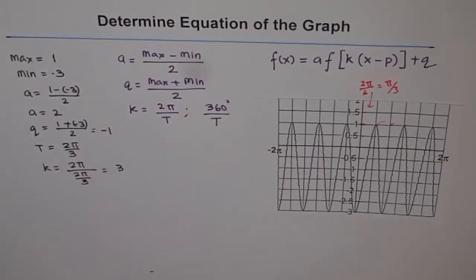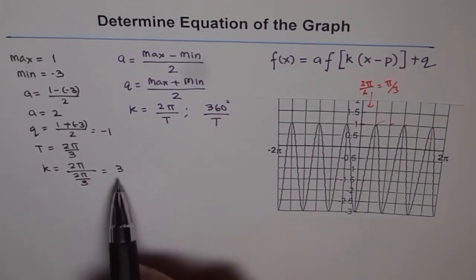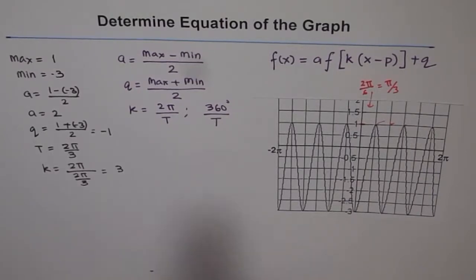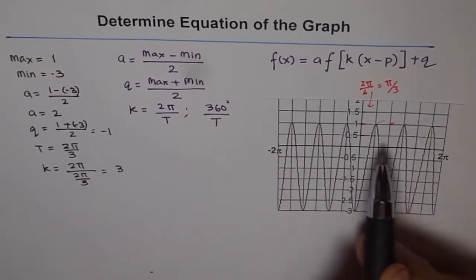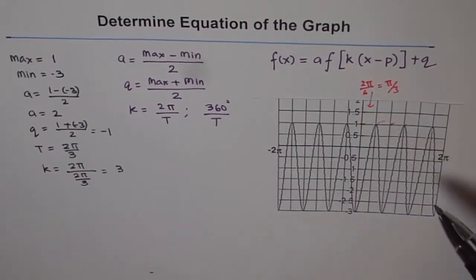So K is 3. Now when you find K, it's a good time to check what it means. K equals 3 means that in a period of 0 to 2 pi you should have 3 waves, correct? So if you start from the origin, do we have 3 waves?